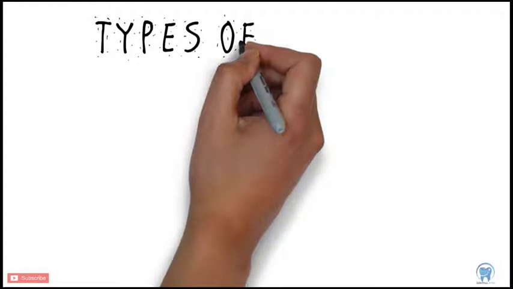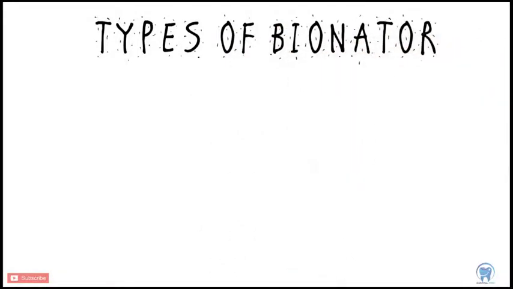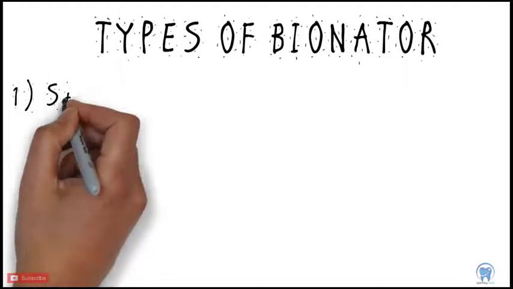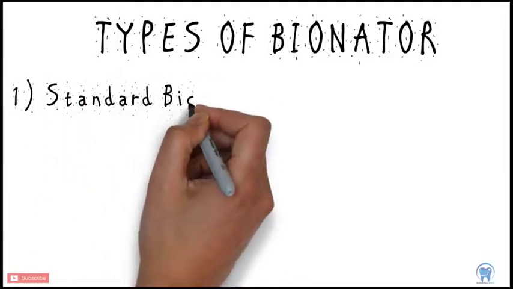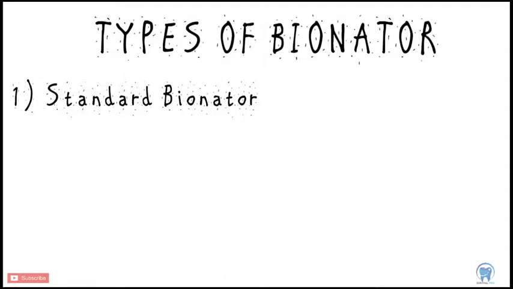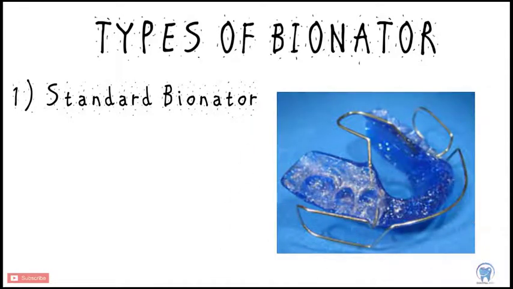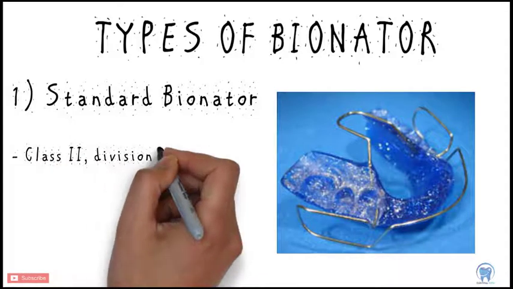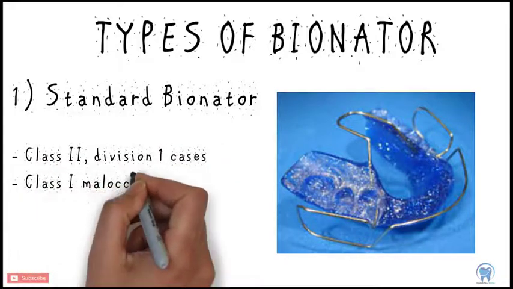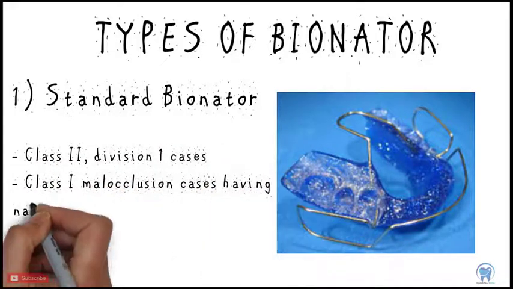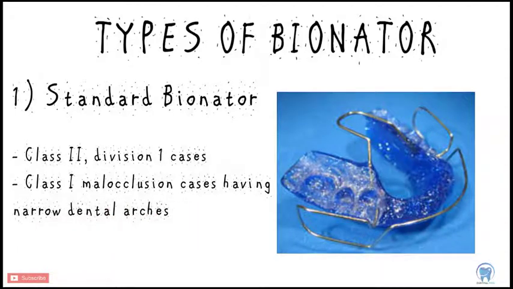Now let's discuss the different types of Bionators. First is the standard Bionator, which is also known as the neutral Bionator. This is a picture showing a standard Bionator. The standard appliance is used for the treatment of Class 2 Division 1 cases. It is also used in Class 1 malocclusions having narrow dental arches.